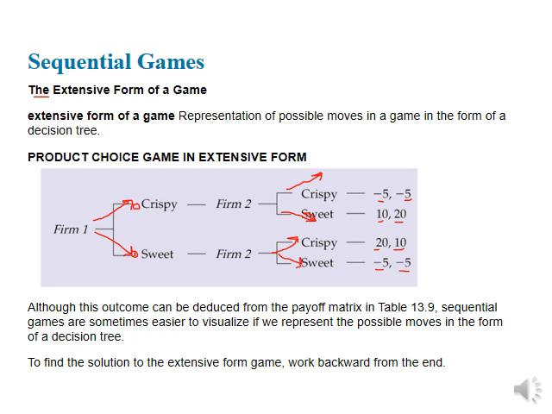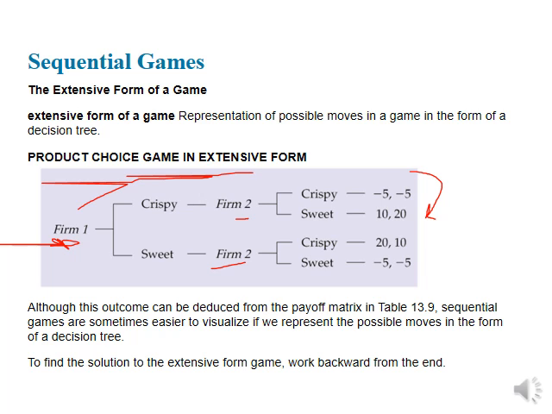Now, these are the same payoffs from the table on the last slide, but the fact that the game is now sequential means that we can visualize possible moves a little bit better, and we can also backward induce. So when we have a sequential game, we start at the end. We start with these payoffs, and from here determine firm 2's best response, and from there determine firm 1's best response.